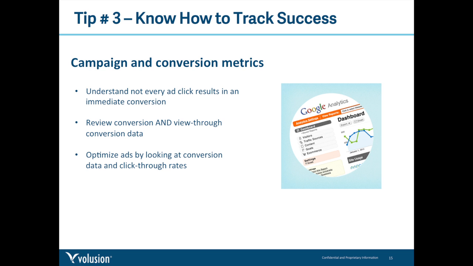Okay, let's move to tip number 3. Know how to track your campaign success. So with remarketing, it's important to understand that not every ad click is going to result in an immediate conversion. So sometimes those visitors will view an ad and then come back later on to purchase through another channel. So with remarketing, you'll want to look at your direct conversions and your view through conversions to track campaign success. And you can see both of those in your AdWords campaign. And then once you have that data, you can optimize your campaign based on that conversion data and then also click-through rates to see what's performing best.